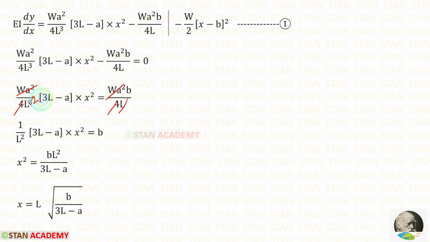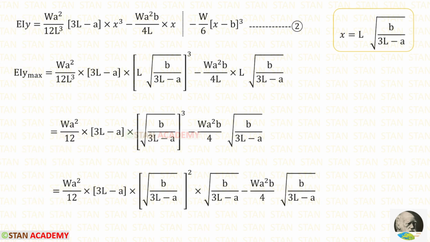Here it will be square. Finally, for x square, we will get this. Then let us take square root on both of the sides. We can take L square outside. Outside, it will come as L. We have found the location of maximum deflection.